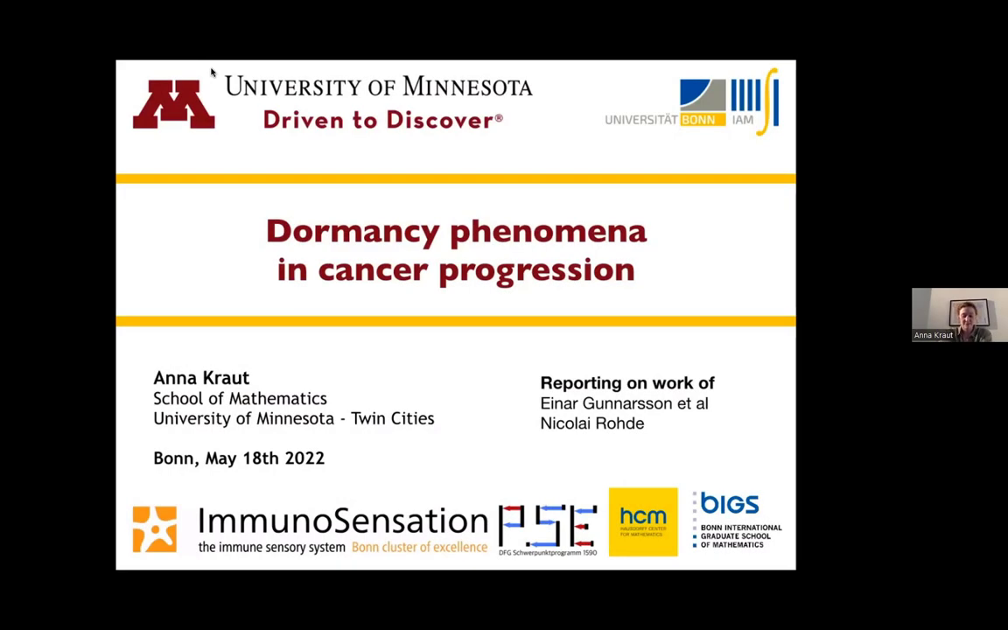This talk, as aforementioned, is considering dormancy phenomena in cancer progression, which is more my field of research. And I will speak about this generally, and then I will touch upon two projects that are not quite my own. One is from Einar Gunnarsson and his co-authors, who is actually a PhD student in my current working group here in Minneapolis. And then there's a project by Nikolai Rode, who was a master student of Anton Bouvier and myself when I was still in Bonn about a year ago.